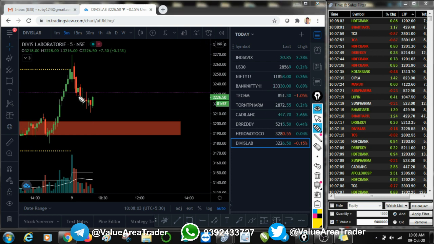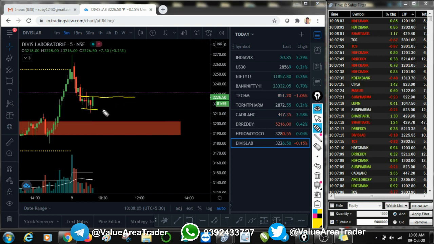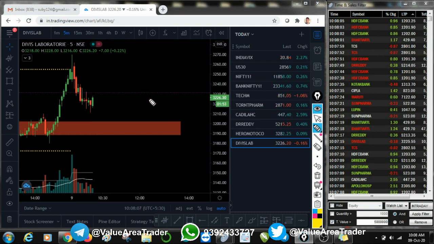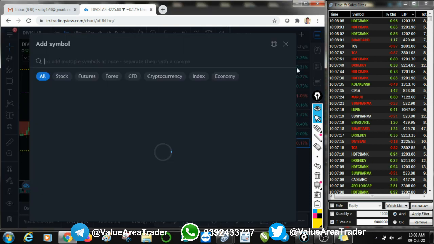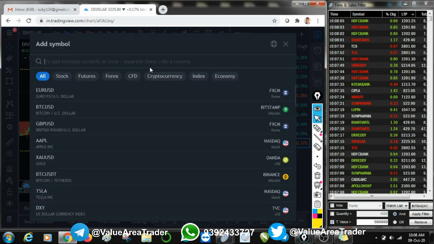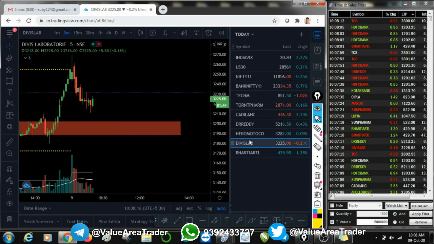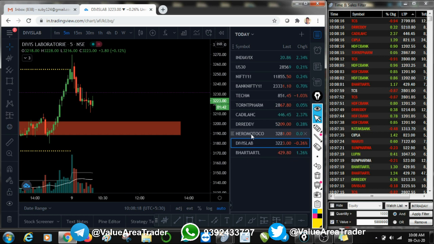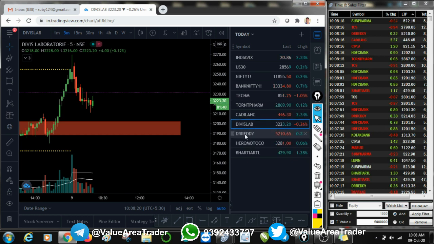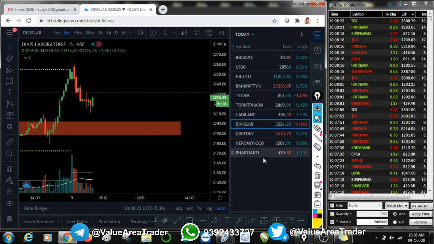So I want the price to go sideways before returning back. Okay, I'll add Airtel because we have a sell in Airtel as well. Okay, so we have 3 sells now. I'll just put it here. So Dr. Reddy, Hero MotoCo, Bharti Airtel, all 3 we have a sell order.